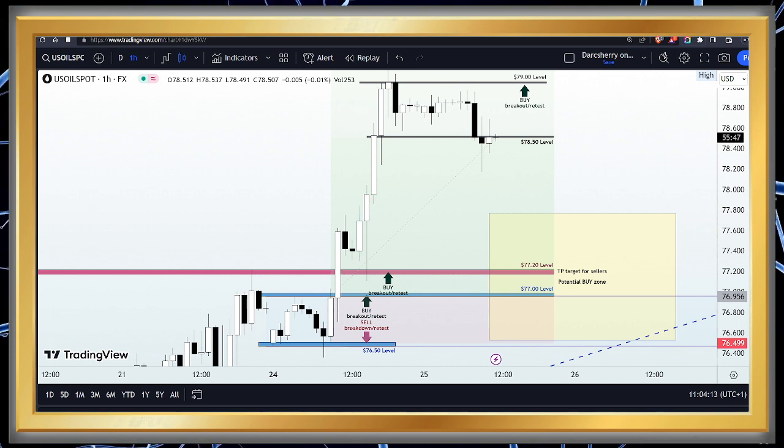Hello, everyone. Let's get ready for another enlightening journey as we set our sights on the financial assets on our watch list, which are the GBP USD, XAU USD, US Tech 100, and of course, the US All Spot.